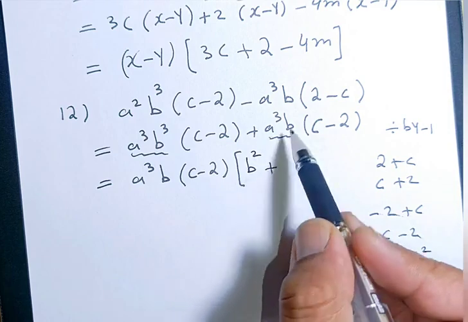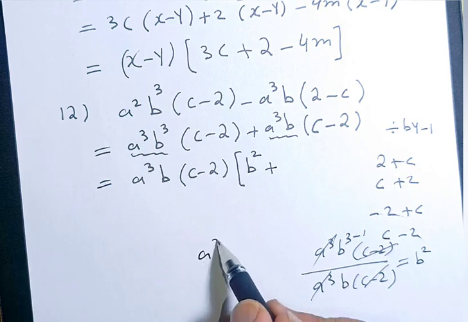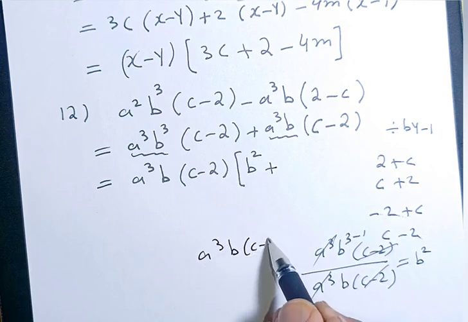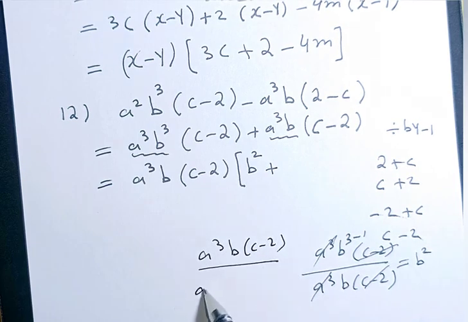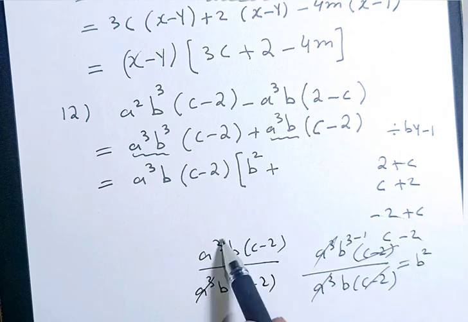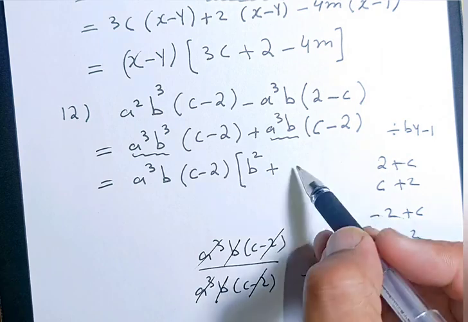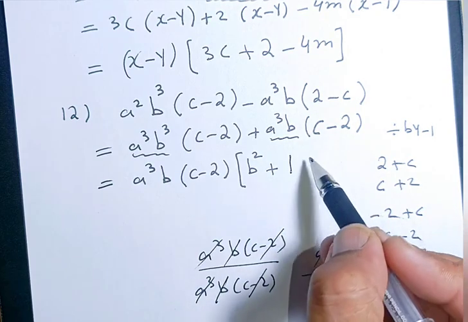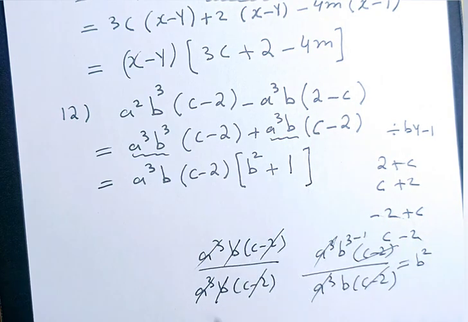Now plus this one, same, a power 3 b c negative 2 over a power 3 b c negative 2. This is cancelled, and also this is cancelled, and this is also cancelled, only 1 is left. So this is my final answer.